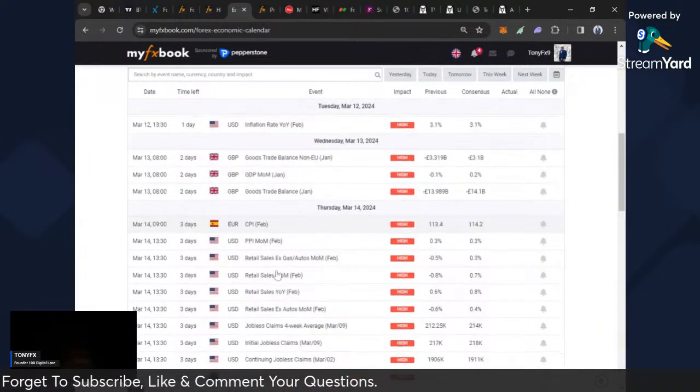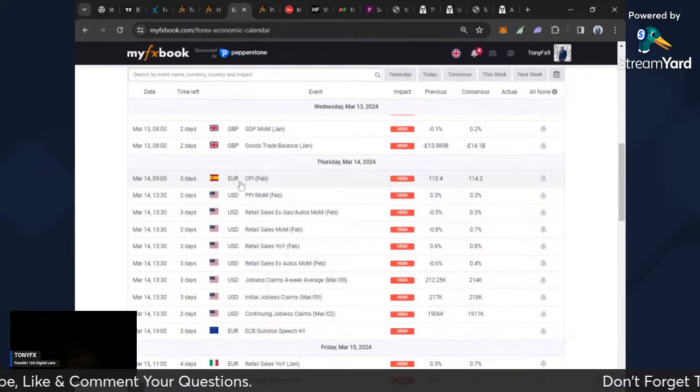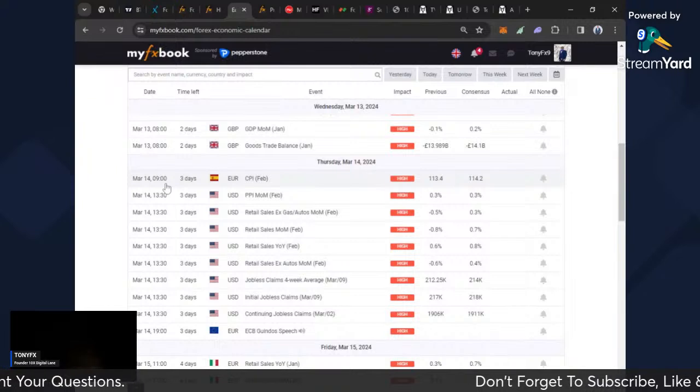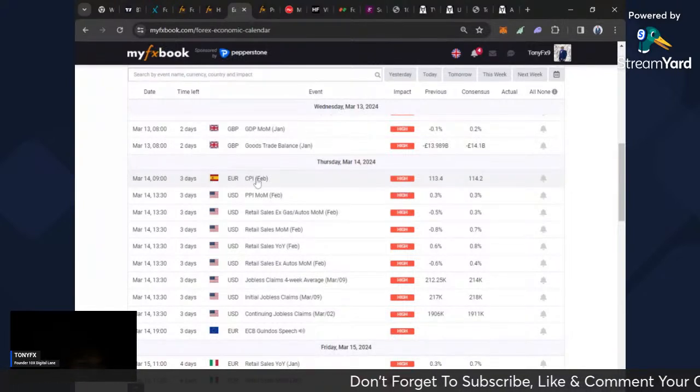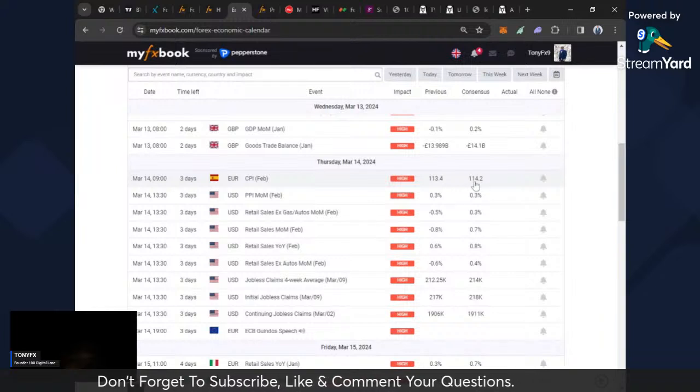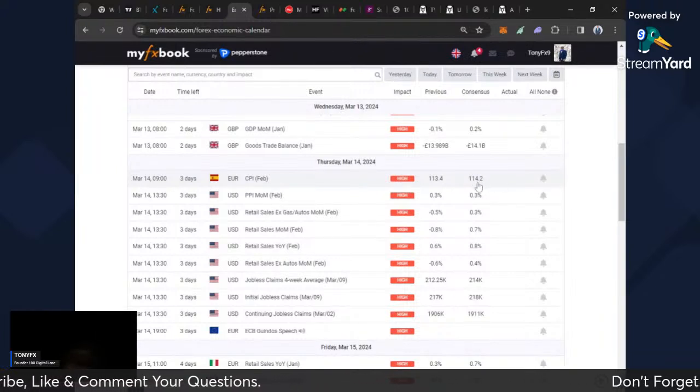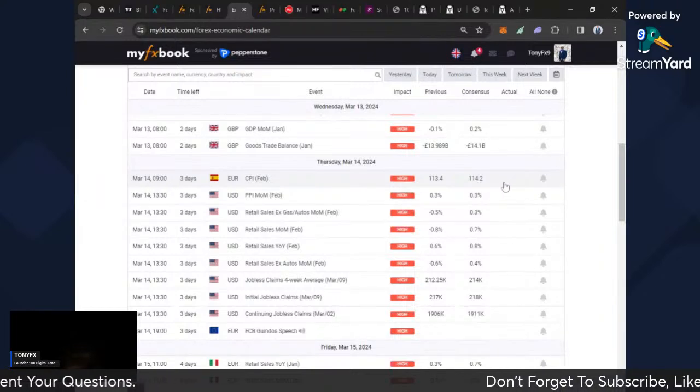Then on Thursday, we have CPI for Euro by 8 o'clock. If we have a figure higher than 114.2, it is good for the Euro. But if we have a figure lower than 114.2, it is bad for the Euro.